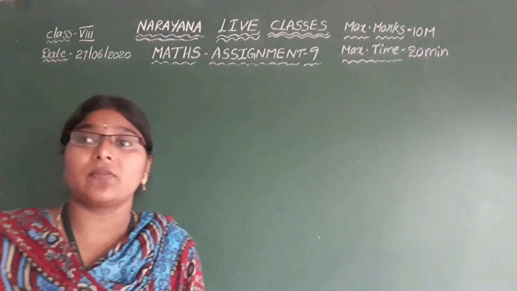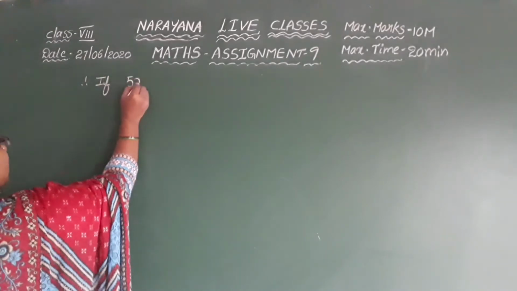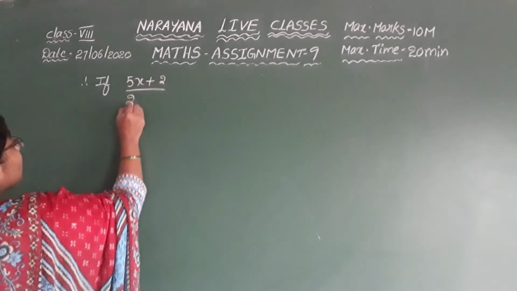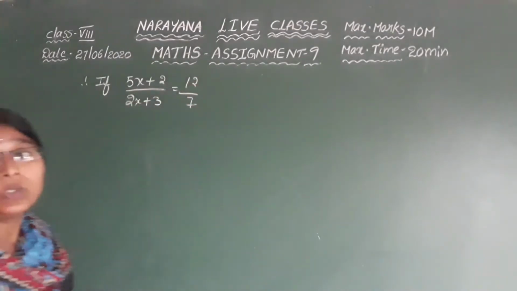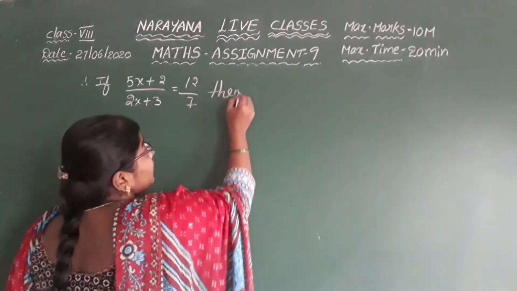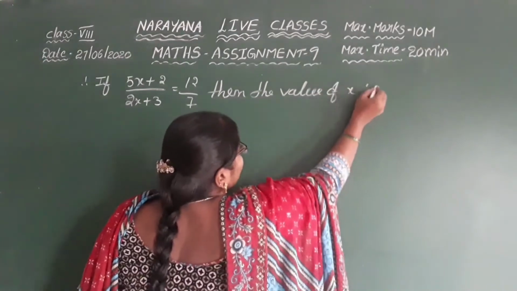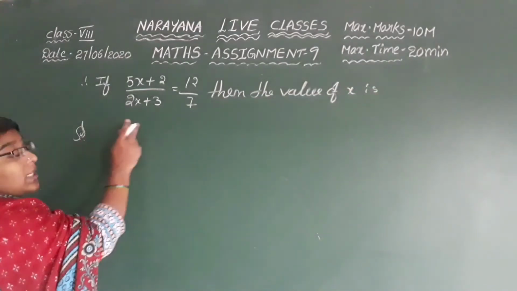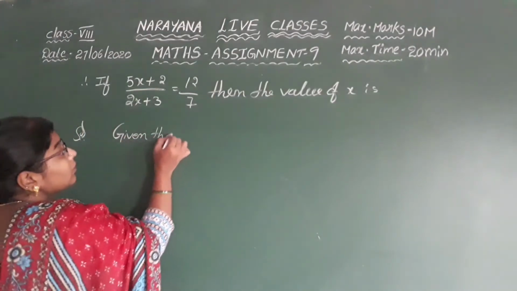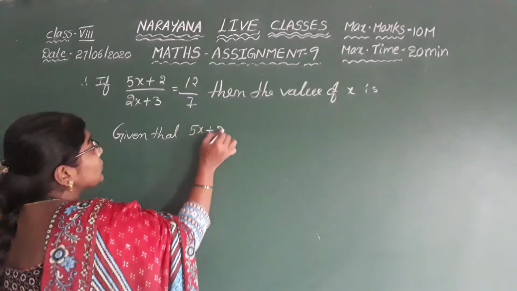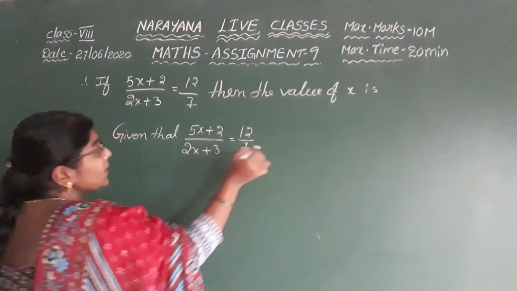So in the assignment the first question is, if (5x + 2)/(2x + 3) = 12/7, then the value of x is. Here, see what is given in the question. Given that (5x + 2)/(2x + 3) = 12/7.